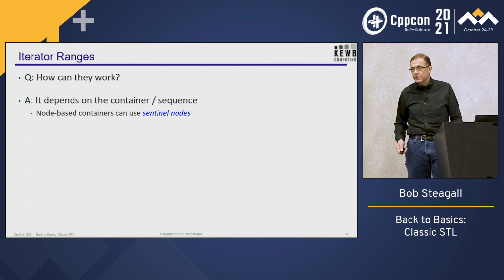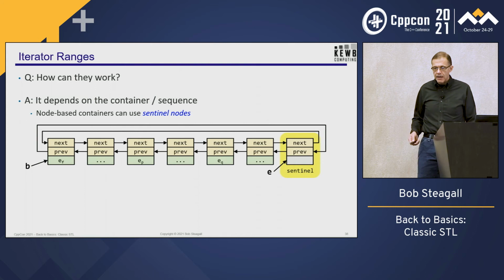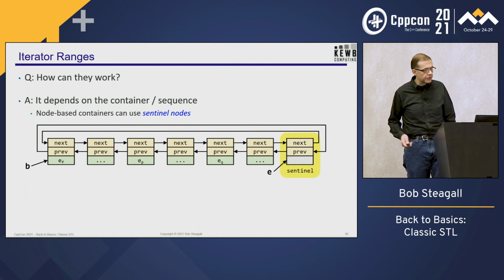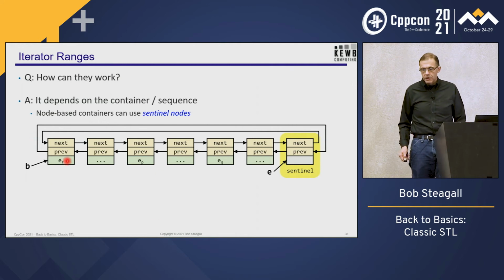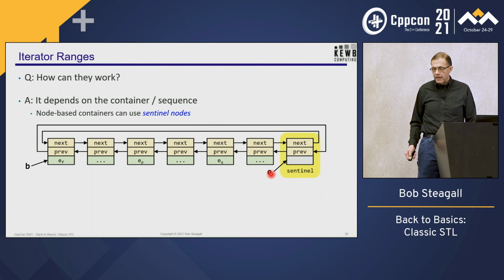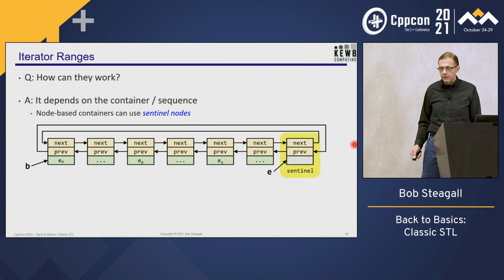Node-based containers can use sentinel nodes, and a lot of STL implementations actually use this. So here's a conceptual diagram of a doubly linked list that uses a sentinel node. Here our begin iterator is pointing to the head of the list, and our end iterator is pointing to the sentinel node. I've attempted to denote with green that these nodes contain actual data, and the sentinel node has nothing there, so it can't be dereferenced. But the sentinel node conceptually represents the memory location past the last element.